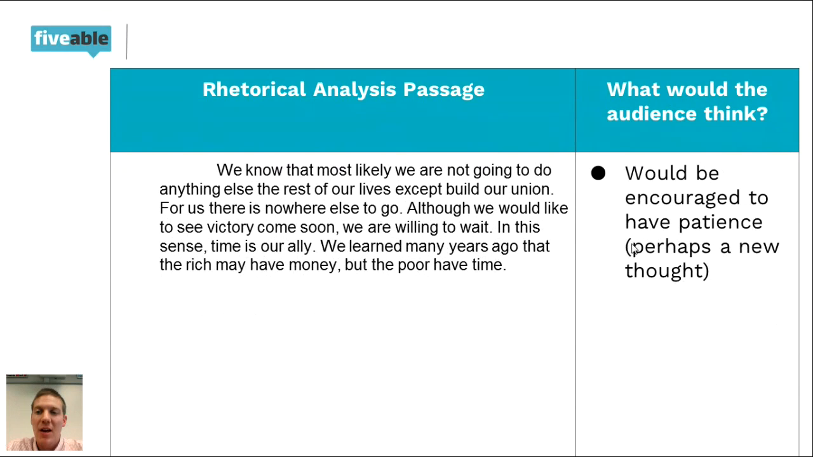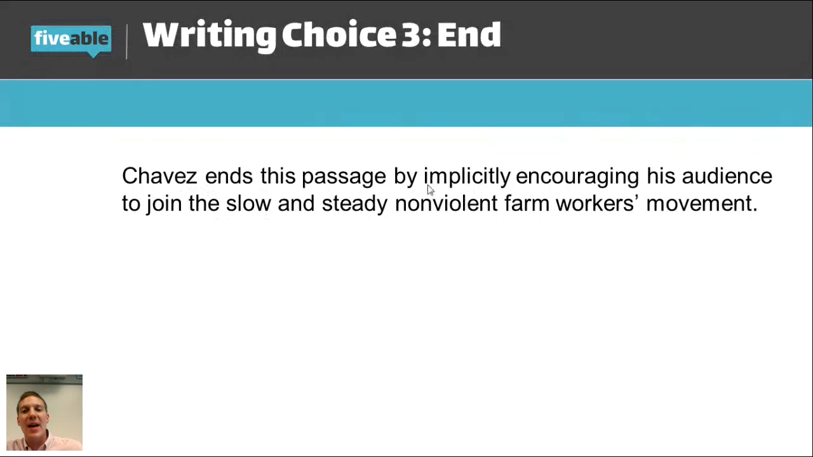And maybe he's saying, he's not beating them over the head with the idea of the farm workers movement, but hey, I've informed you about it, he's thinking. Now you're welcome to join me in a nonviolent protest. So here's how he ends this excerpt. Chavez ends this passage by implicitly encouraging his audience to join the slow and steady nonviolent farm workers movement. And again, his audience are the people alive and in the world at the time of this writing, 1978, America.